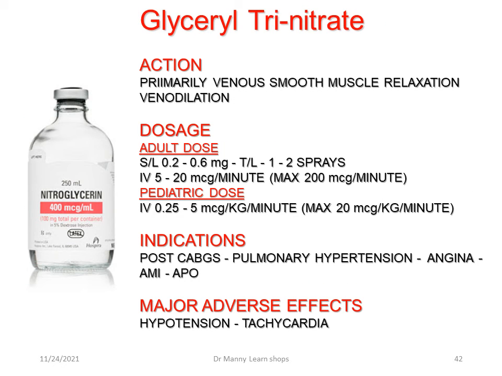Then you've got glycerol trinitrate, nitroglycerin. And the action is primarily as a venous smooth muscle dilator. It causes venodilation. The adult dose, you can either give it sublingually, or you can give it as a spray, you can give it as a tablet, you can give it intravenously. However, follow your organisational policy.